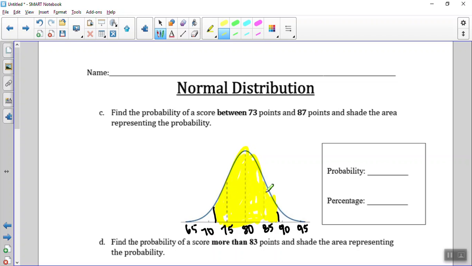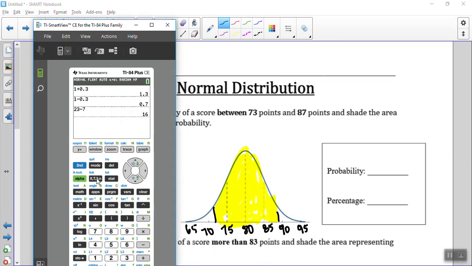Okay, to do that we go to our calculator. I have the steps on the previous page, but I'm just going to walk you through it. Okay, so you see over here it says distribution, so that's what we're going to do. We're going to go to second, distribution. Then we're going to go to normal CDF. It's always the second one. Hit enter, and it's going to ask you for 3 questions.